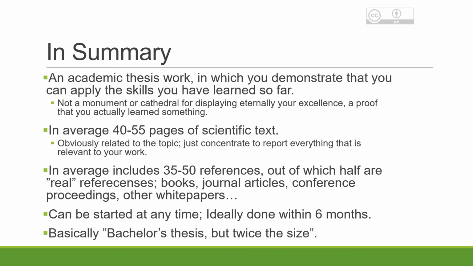Of course, this also means that on average, your work includes 35 to 50 references, out of which half are real references: books, journal articles, conference proceedings, other scientific white papers, sometimes even other dissertations like doctoral dissertations. But in general, 35 to 50 references is the number which naturally accumulates when you solve a problem or do background study on a topic that is relevant and complex enough to be considered appropriate for a master's thesis.